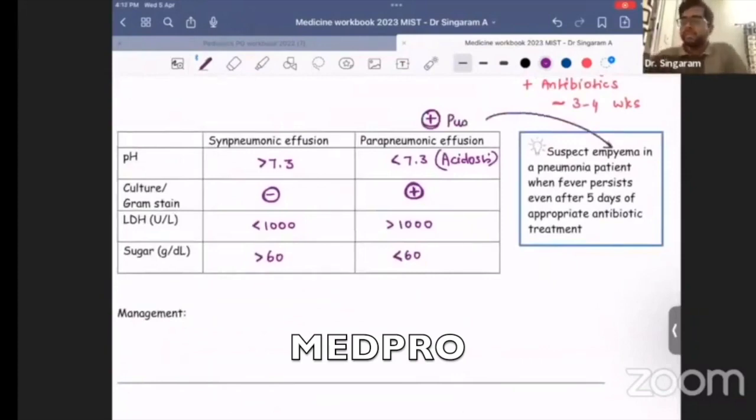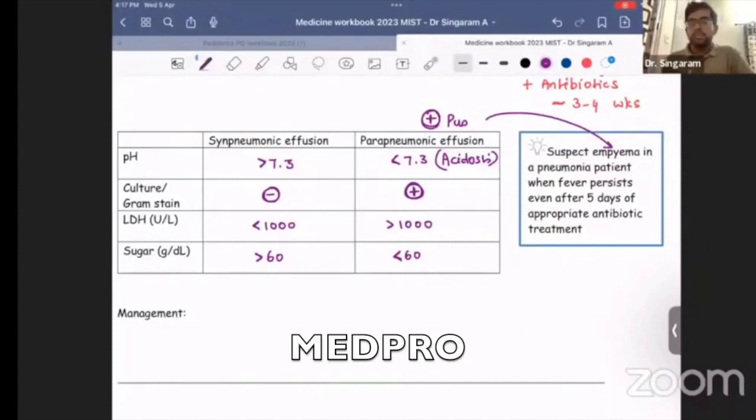Suspect empyema in a patient with pneumonia who has fever for more than 5 days, even after you start the correct antibiotics. So normally, if it is a pneumonia and you start the proper antibiotics, within 2-3 days itself the fever will start coming down. But if empyema occurs, the fever will get extended.